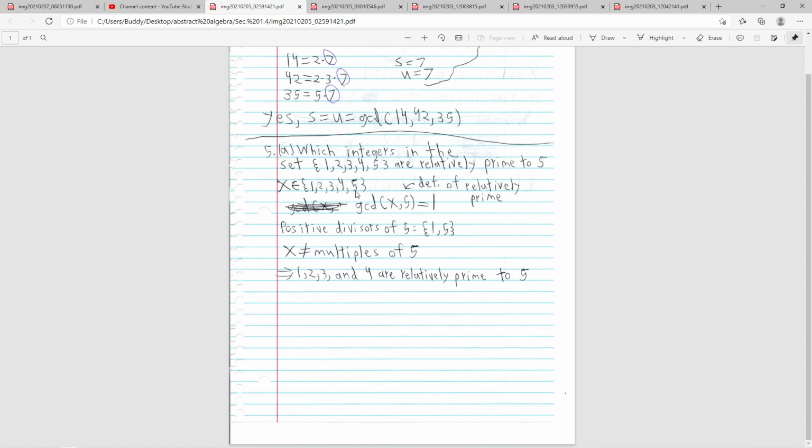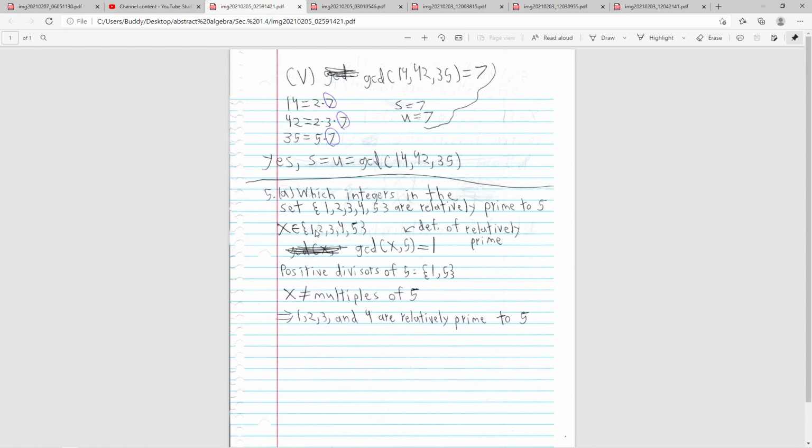So which integers in the set 1, 2, 3, 4, 5 are relatively prime to 5? This is 5a. X is in this set. By the definition of relatively prime, we want GCD of X and 5 equals 1. Positive divisors of 5 are 1 and 5. Since 5 is prime, X cannot be a multiple of 5. To be relatively prime, it can't be divisible by 5. So 1, 2, 3, and 4 are relatively prime to 5. We can tell from that.